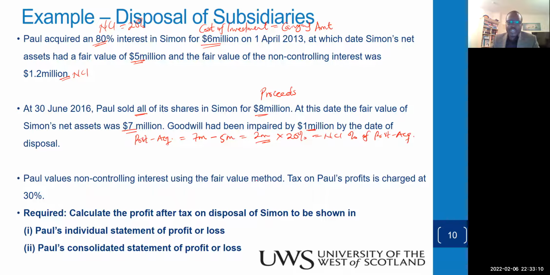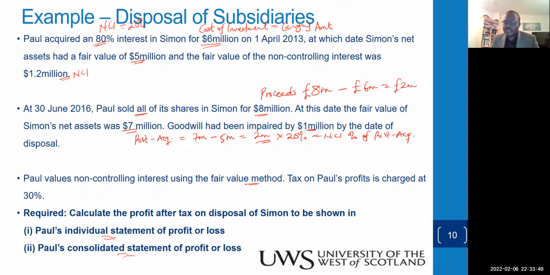Paul values NCI using fair value. Tax is charged at 30%. All right. So once tax has been charged and its rate is provided, we need to work with it. Calculate the profit after tax on disposal of Simon to be shown in Paul's individual financial statements, and then the consolidated. You can see that the individual one is so easy, right? It is the proceeds of 8 million, less the carrying amount of 6 million, which gives us 2 million.